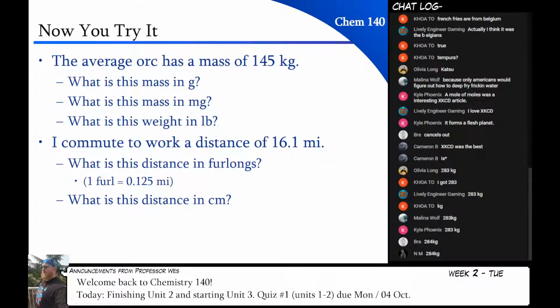And I'll show you some of those later on. Go ahead and try these problems. I'll give you about 7 or 8 minutes to do it. Start typing your answers into the chat when you have them, so that I know where you are, and we'll go over the answers before we call it a day.